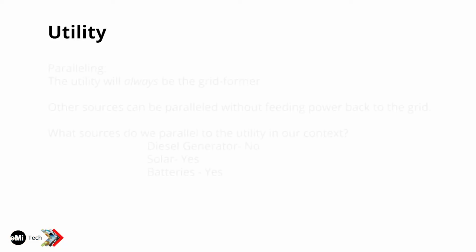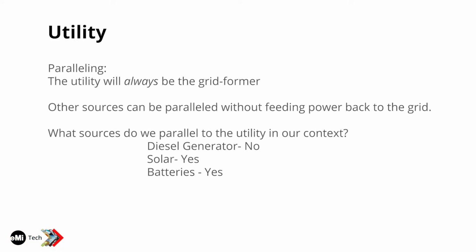So in the case of the utility, it is always the former, it never follows. The other sources can be parallel without feeding power back to the grid. That's important to understand, because if you have a solar system, you can actually be paralleling with it, so that allows you to push power into the loads that are on the site without pushing power back to the utility. It just has to be set up in the controls so that it never actually pushes power.